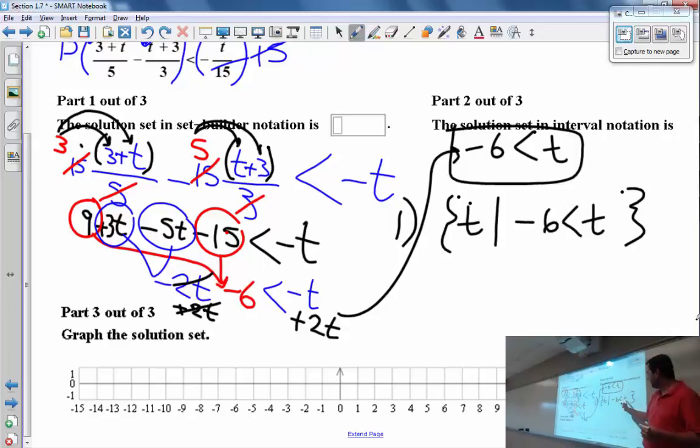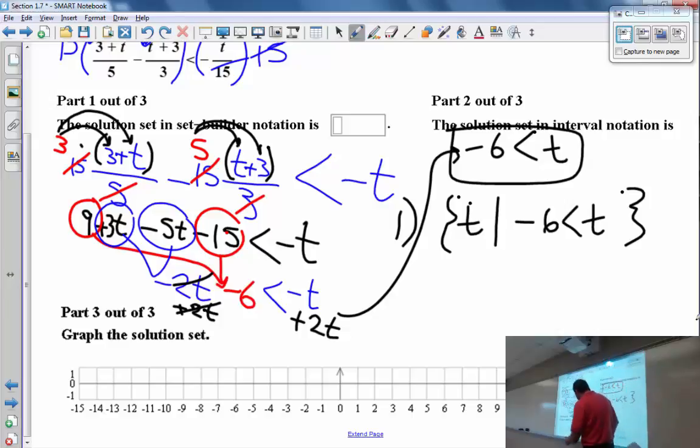Let's graph it. Translate this into a sentence. Negative 6 less than t, or flip it, t is greater than minus 6. You can read from left to right or right to left. Left to right, it reads as negative 6 is less than t's, all numbers. That doesn't make much sense, so read from the right side. Read from the variable side all the time. t is more than minus 6. Pick all the numbers more than minus 6.